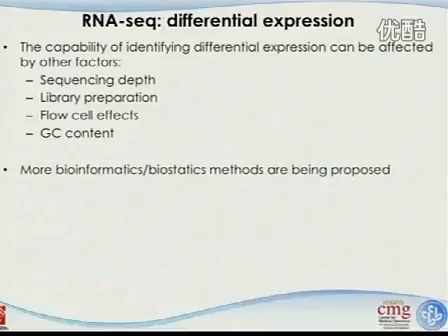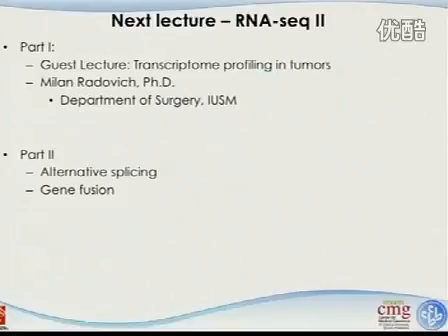The summary of this part is that the capacity of identifying differential expression can be affected by multiple factors. This includes sequencing depth, library preparation, flow cell effects, and GC contents. The good news is that more and more bioinformatics statistical methods are being developed at this stage. If you look at the bioinformatics papers, something comes out every day. Okay, I think that's the end of it.